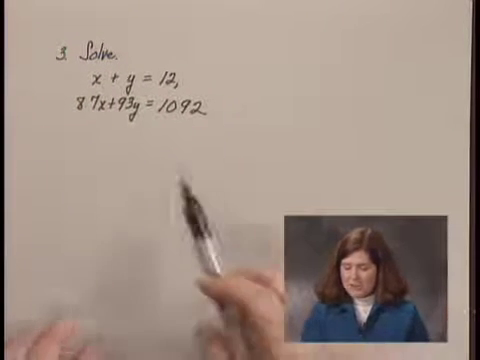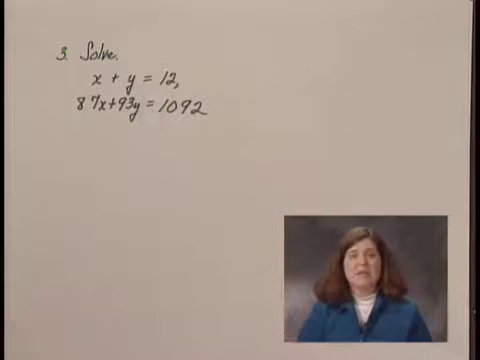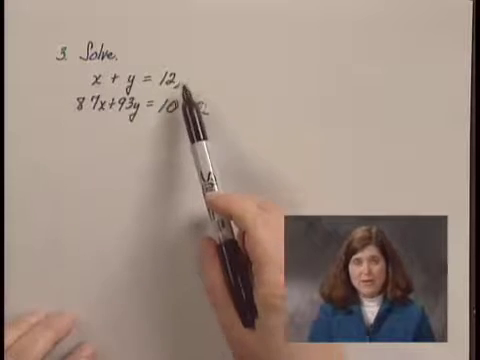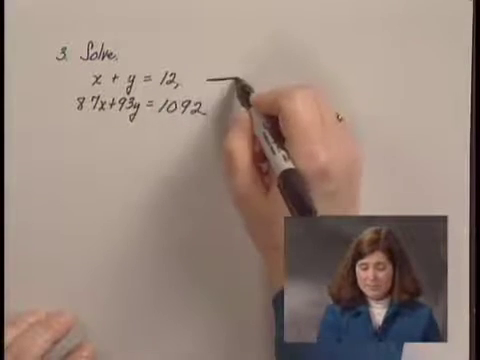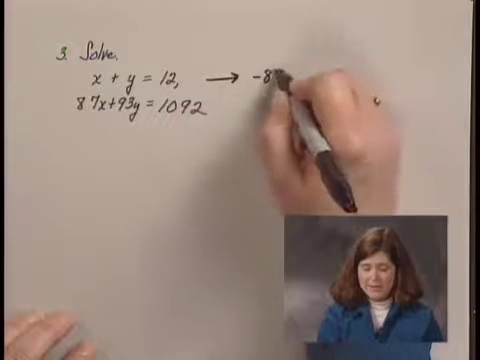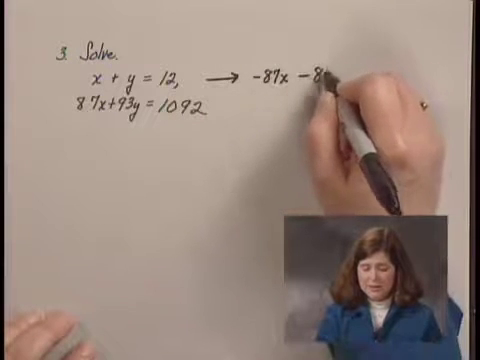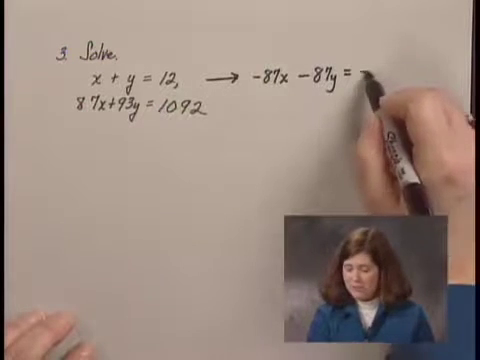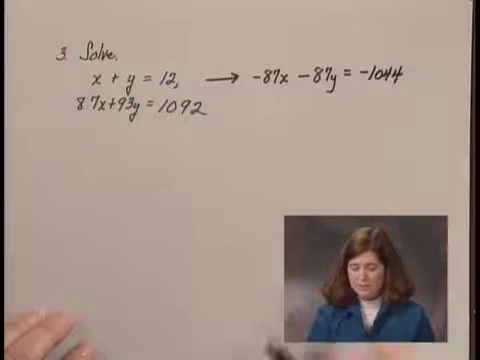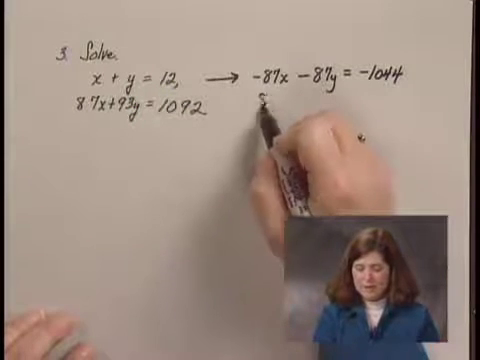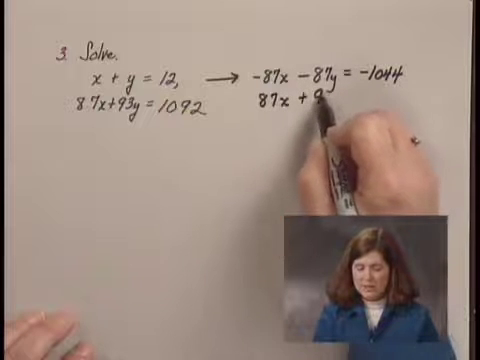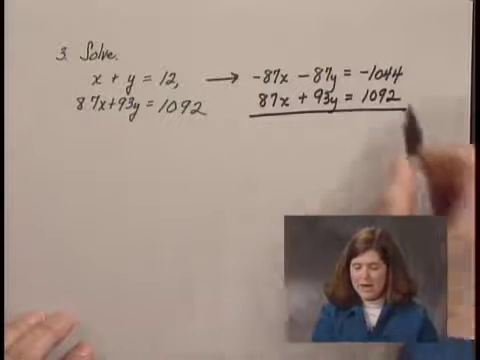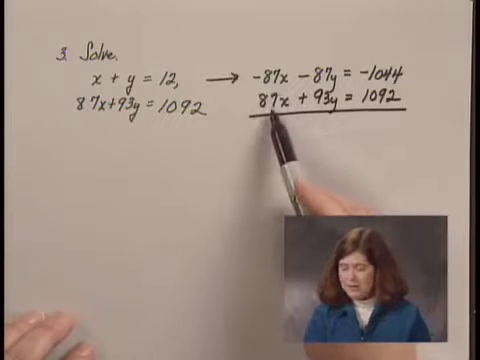And solving that, because it's written in this form, I'm going to solve it using elimination. I'm going to eliminate the x's, so I multiply the first equation by negative 87. I get negative 87x minus 87y equals negative 87 times 12, which is negative 1,044. Copying this second equation, I have 87x plus 93y equals 1,092.